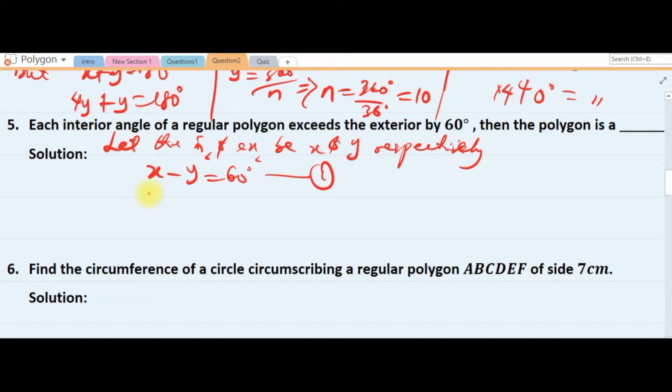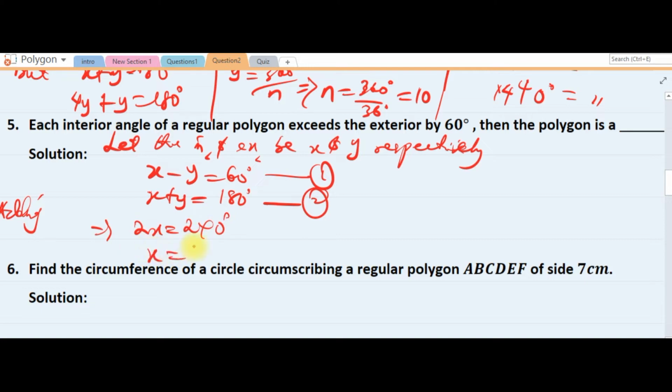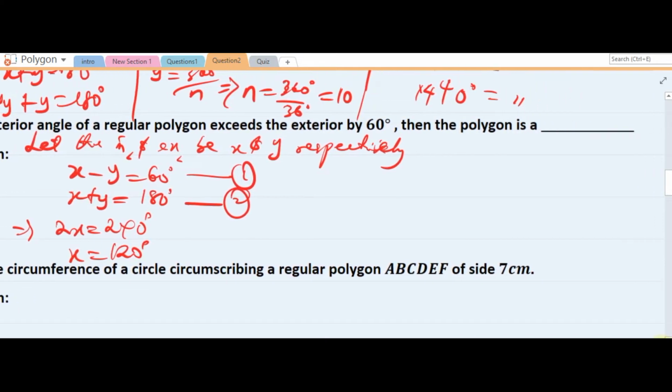If you remember again, once you add the interior and the exterior, it must give us 180. So by adding equation 1 and 2 implies that 2x is 240. So x is 240 divided by 2, which is 120. What we're asked to find is the name of the polygon. So we are looking for n. Once you know n, we know the name of the polygon.